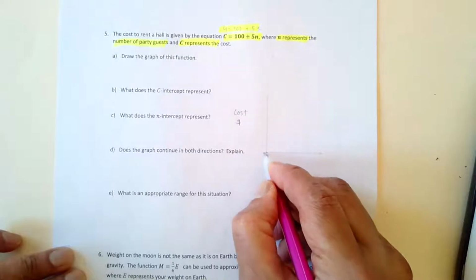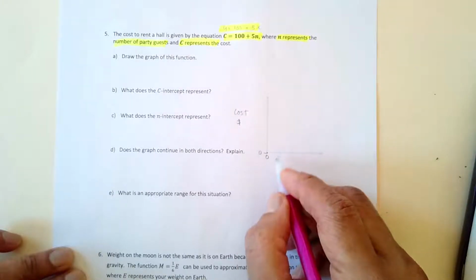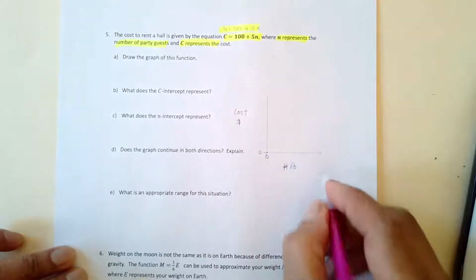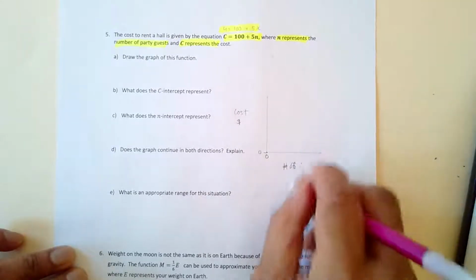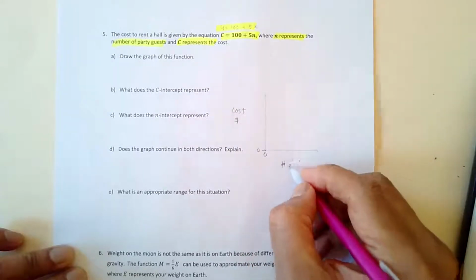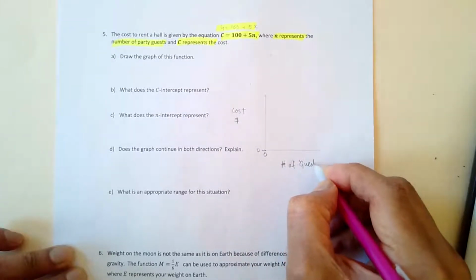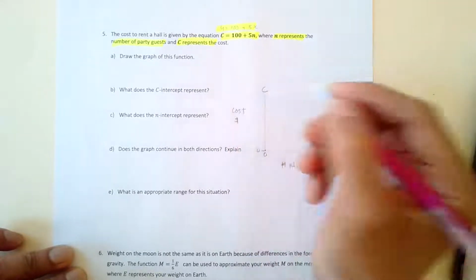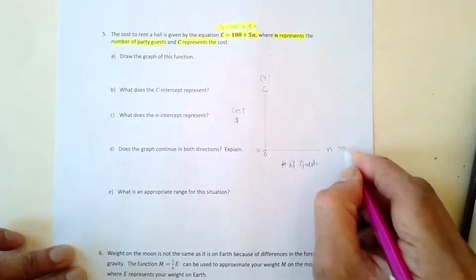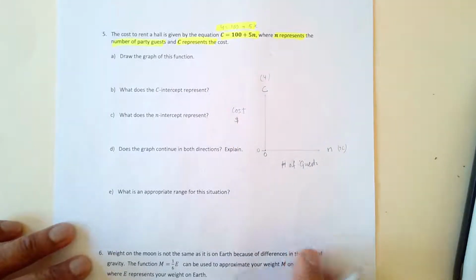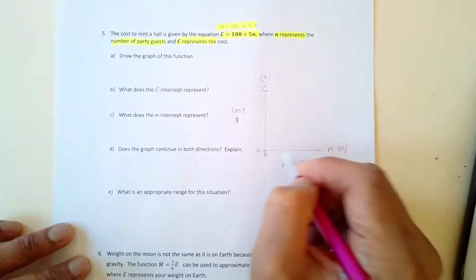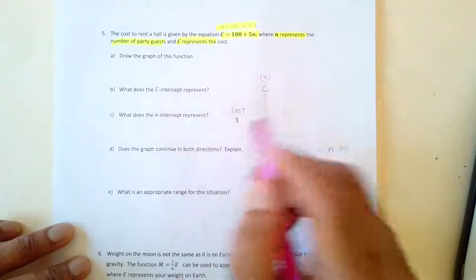And because you're starting from 0, your domain would be 0, and your range is starting from 0, and n represents number of guests. We call that n. So this would be C. So y now becomes C and our x becomes n. I can tell right away my intercept would be 100. So somewhere up here is 100, but I don't know my number of guests.